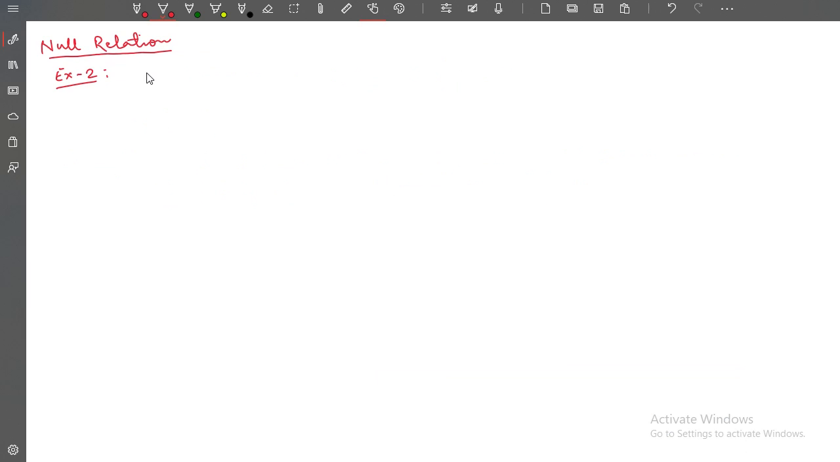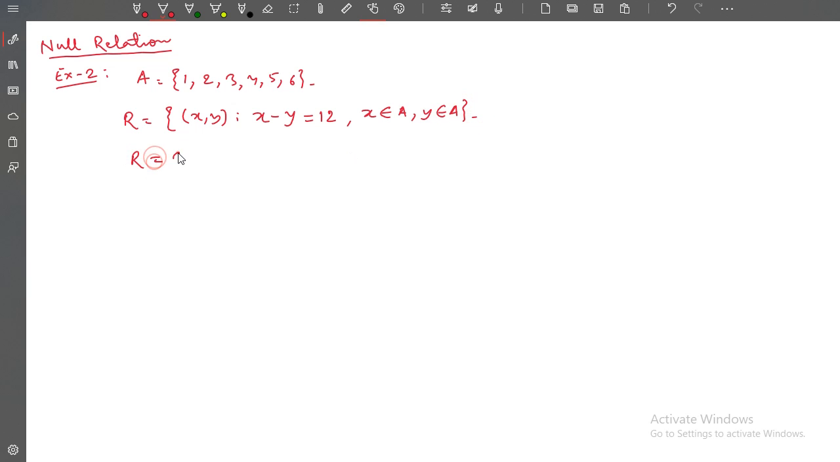Take one more example. A equals {1, 2, 3, 4, 5, 6}. R is a relation defined on A between x and y such that x minus y equals 12. Obviously R is going to be empty. So this is a null relation or void relation.